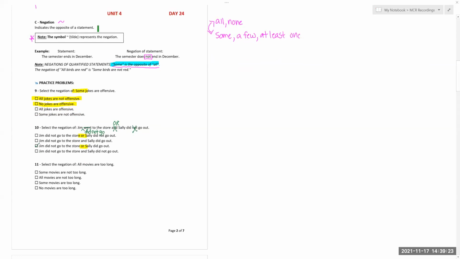So for question 11, all movies are too long. So I don't have to jump to no movies are too long or all movies are not too long. I can just find some movies. I can find at least a movie that's not too long. I don't have to go for the all or none.